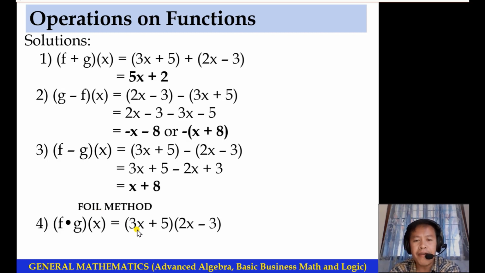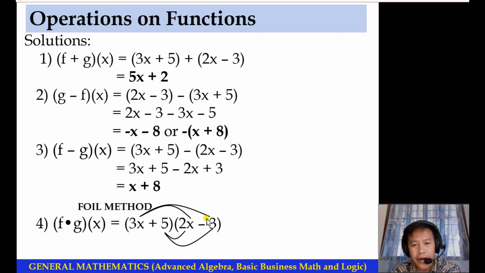Meaning, you are going to multiply first the first terms. So, you have the 3x and 2x. You are going to multiply that. Then after that, you are going to consider the outer terms. And what are these outer terms? You have the 3x and that of the negative 3. Okay, they are the outer terms. And we have the inner terms. You have the 5 and 2x. That's it. And the last terms are 5 and negative 3.